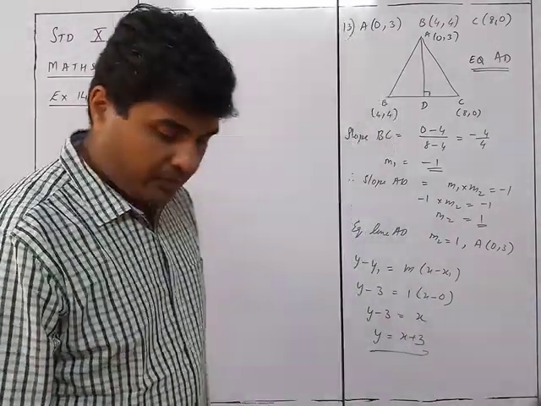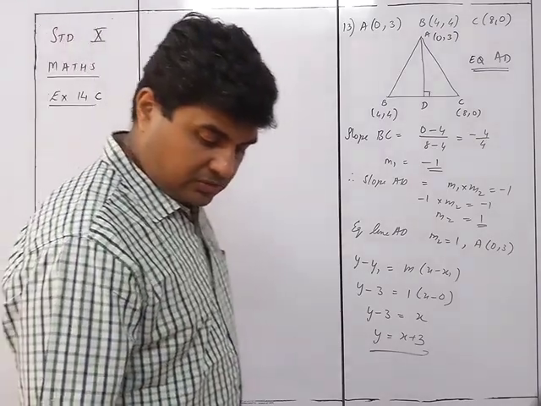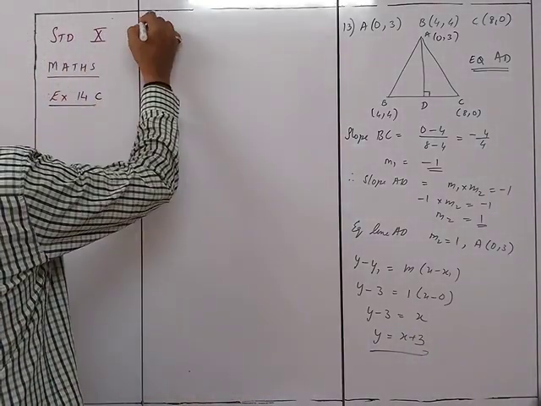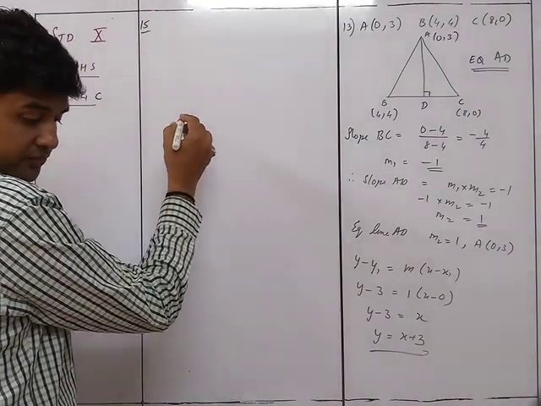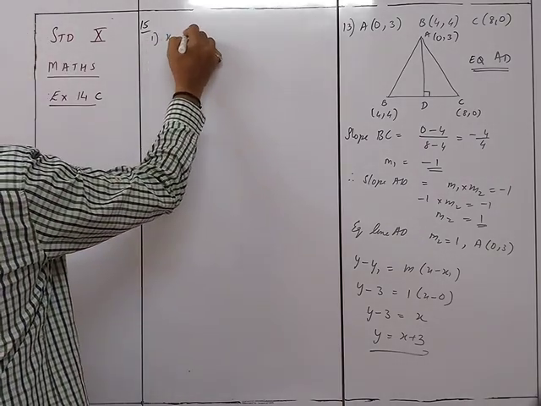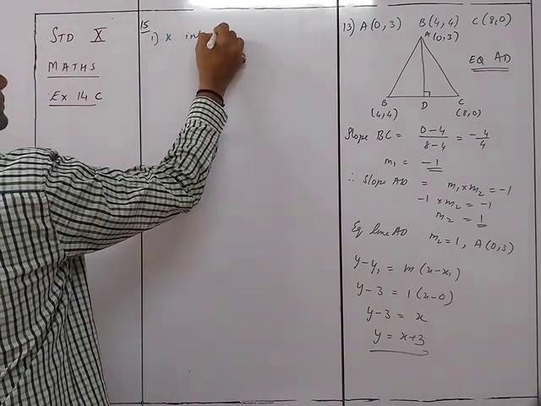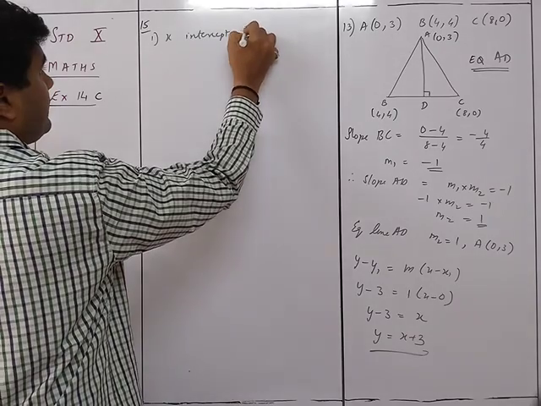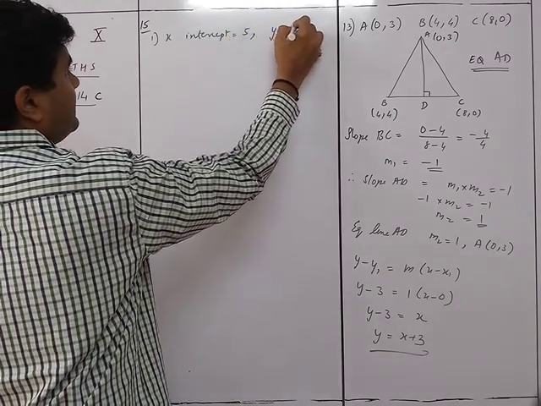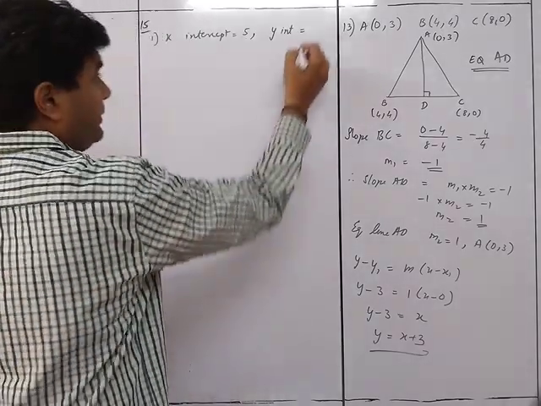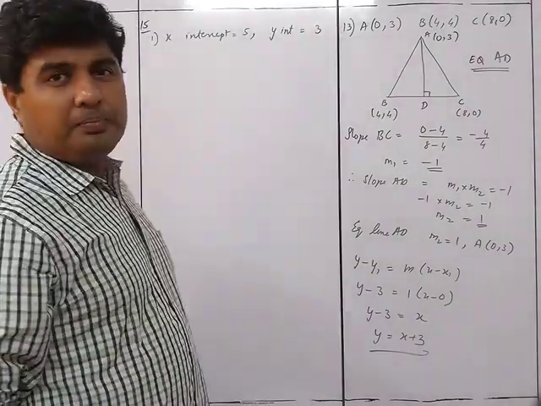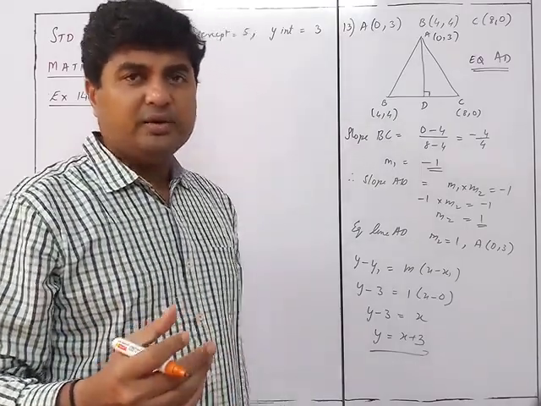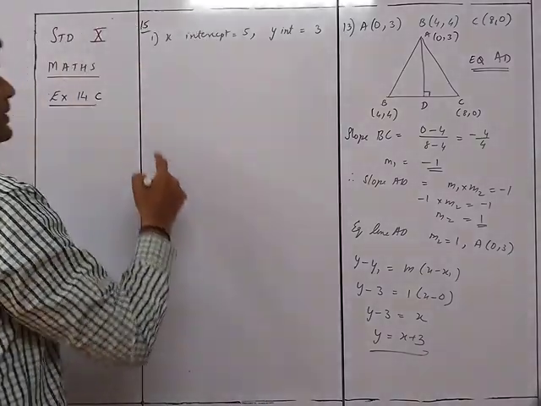Sum number 15. Find the equation of the line whose intercepts are given. Let us do all the 3 sums. For the first one, the x-intercept is equal to 5 and the y-intercept is equal to 3. We'll do the first one in one method and the second one in the second method, so that you know both the methods equally.